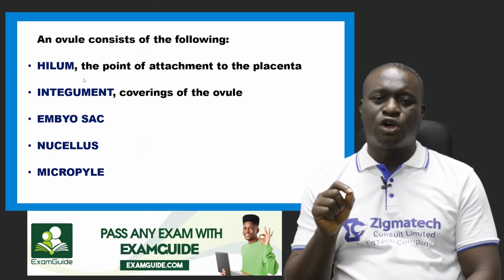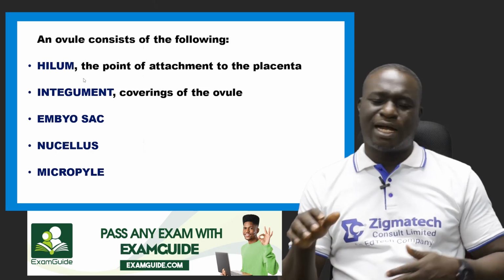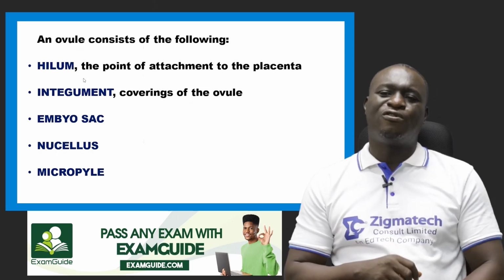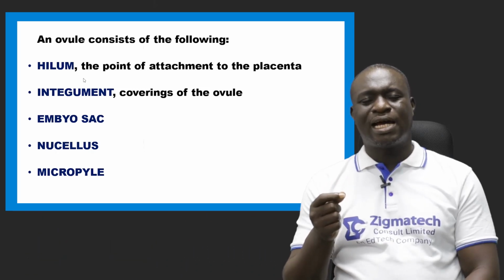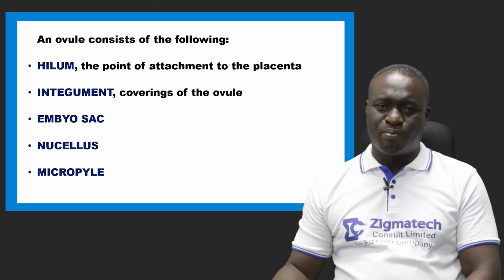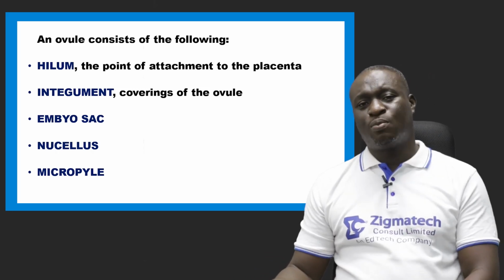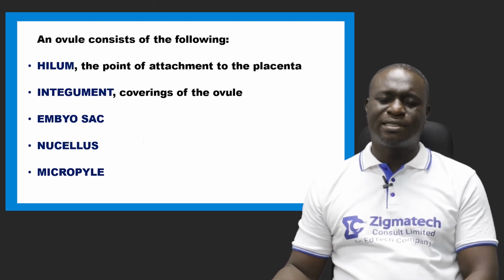The ovule also consists of the integument. The integument is actually a covering over the ovule. It has an embryonic sac, a nucellus, and a micropyle. And I showed you that the micropyle is actually a tiny opening that leads into the egg cell.